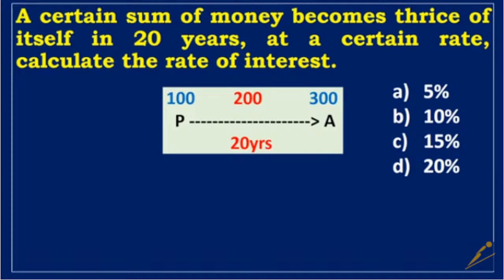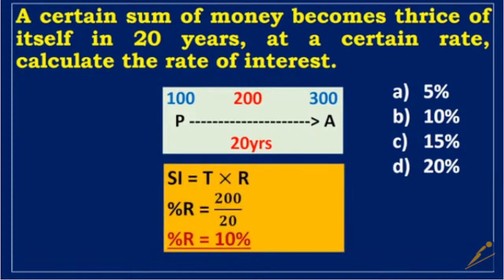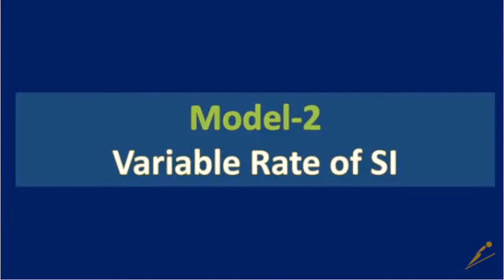The simple interest is thus 200 rupees. The time period is 20 years. We may determine the interest rate using the formula 200 divided by 20. In this case, the annual interest rate is 10%. Let us now look at the second approach, variable rate of simple interest.